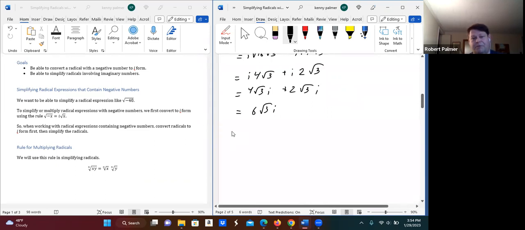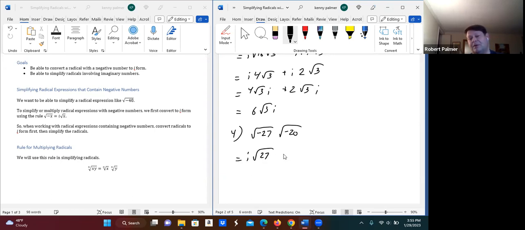Okay, number 4. In this case, we are multiplying radicals together. So the square root of negative 27 times the square root of negative 20. Once again, as usual, first put in i form. So it's going to be i times the square root of 27 times i times the square root of 20.